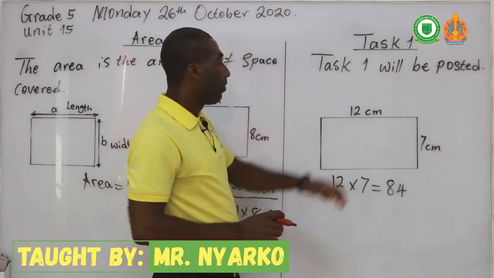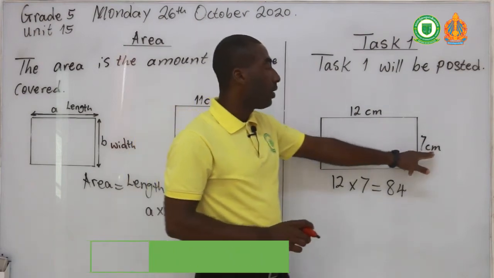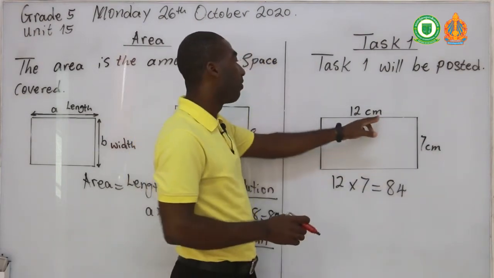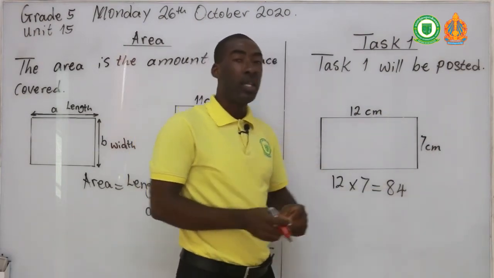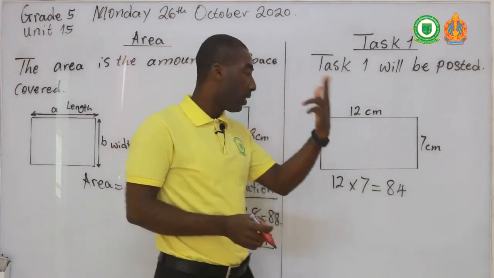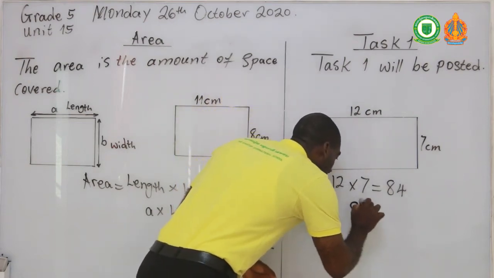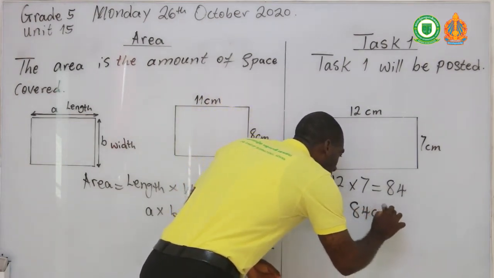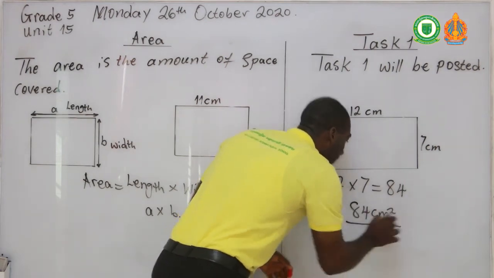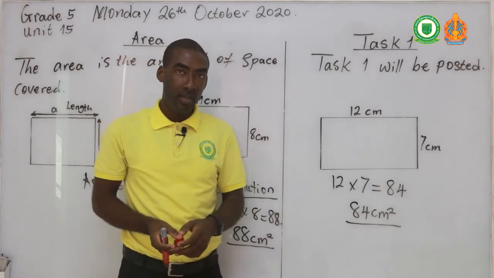Okay, don't forget that we are also considering the units of measurement. So the unit of measurement is in centimeters. That means we will have centimeter square, okay? So our final answer is going to be 84 centimeter square. So that will be our final answer.